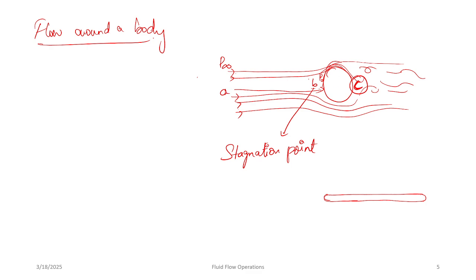So let's say the fluid is coming from that point A, and upon reaching point B, the fluid velocity decreases to zero, and this is called the stagnation point. There, the fluid separates into two parts, the upper part and the lower part, and then these two layers separate at point C, because of the eddies that are formed at this location.